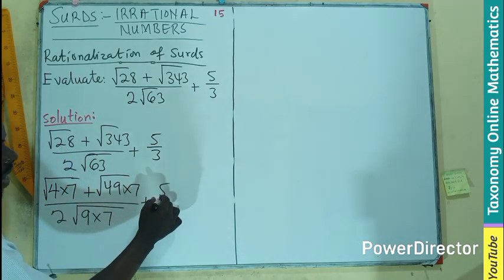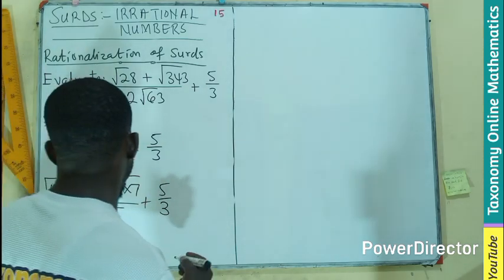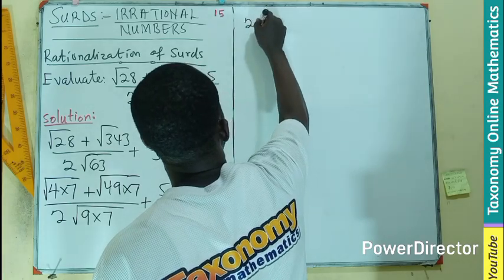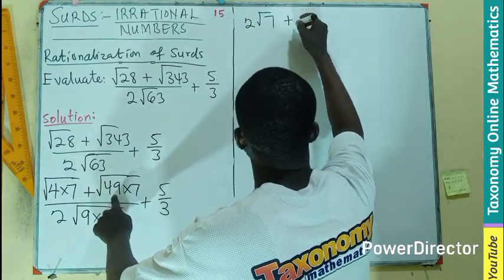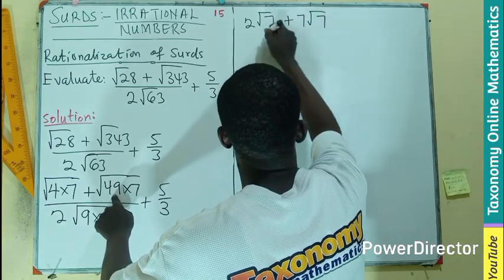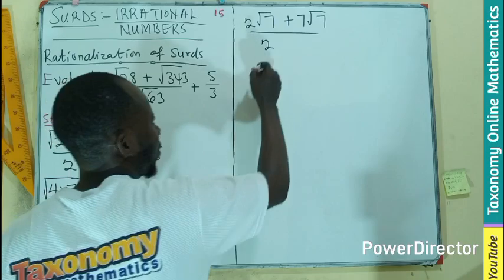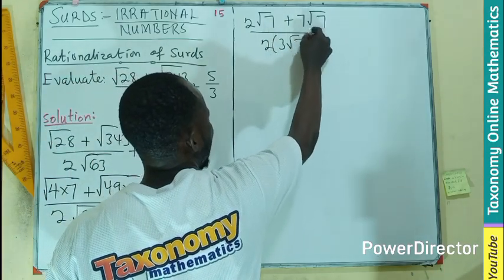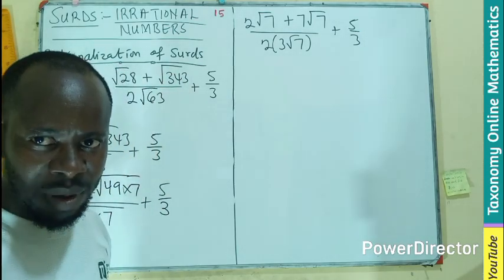Then we add plus 5 on 3. The reason why we are splitting them is to take the perfect square as their value. So this is going to be the root of 4, that will be 2. Let's take it to the top. So I should be having 2 root 7 plus, this is the perfect square of 7, 7 root 7 divided by 2. This is 3. So I have 3 root 7 plus 5 on 3. I believe you're following the step-by-step approach.